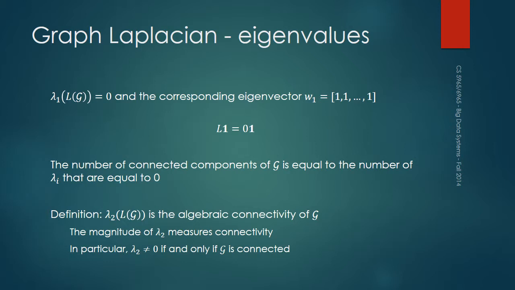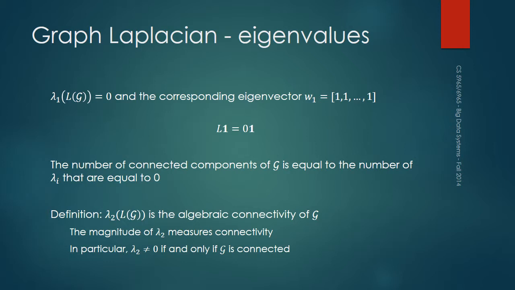So, by definition, the second eigenvalue is the algebraic connectivity of a graph G. That's just a definition. The magnitude of lambda 2 measures connectivity. Is the second eigenvalue the second highest or the second lowest? Second lowest. When we did PageRank, we were all looking at the largest eigenvalue. This is reversed. Everything is on the lower side. So the magnitude measures how connected it is.